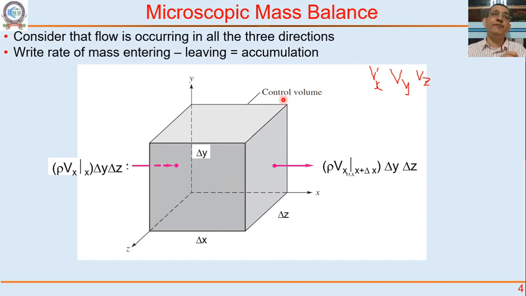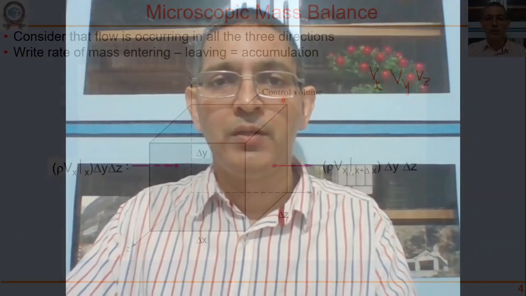Okay, now if there is a flow rate in the x direction, imagine that you are in a room and you want to go out of that room. You will go out of that room through a door, right? You will go out of the room through the door only when you have a velocity in the direction perpendicular to the door. Perpendicular to the door.